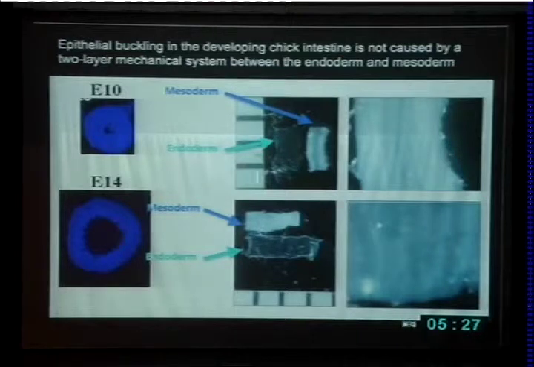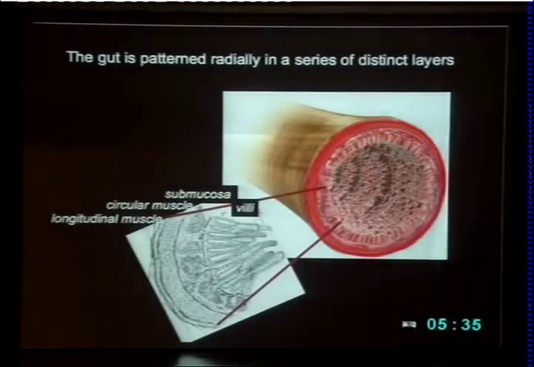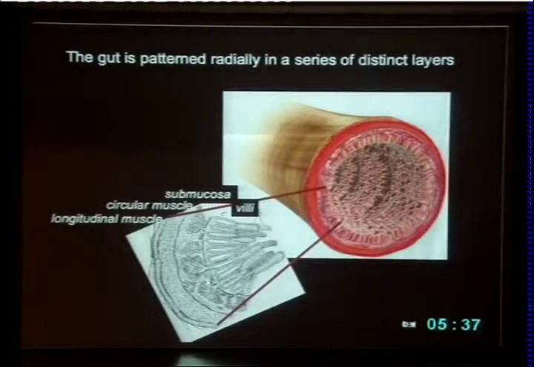So if it's not that the epithelium is a thin layer on an elastic substrate, what is happening? That made us go back and think a little bit more about the structure of the intestine. Now, the mature intestine not only has villi, but underneath that there's a submucosal layer, a mesenchymal, fibroblastic layer. And then you have, as you all know, several layers of muscles: muscles that are circumferential around the outside, and muscles that are longitudinal running this way.